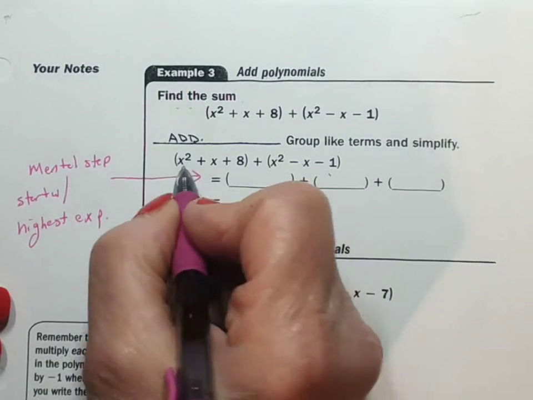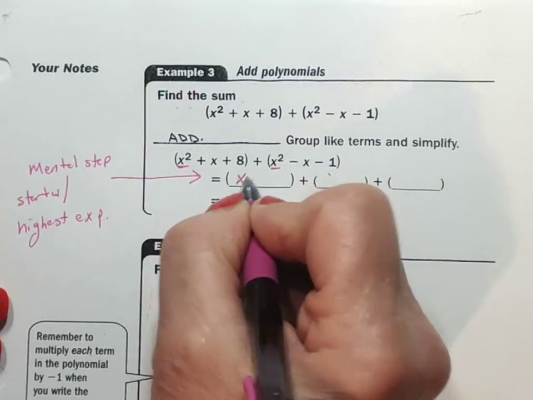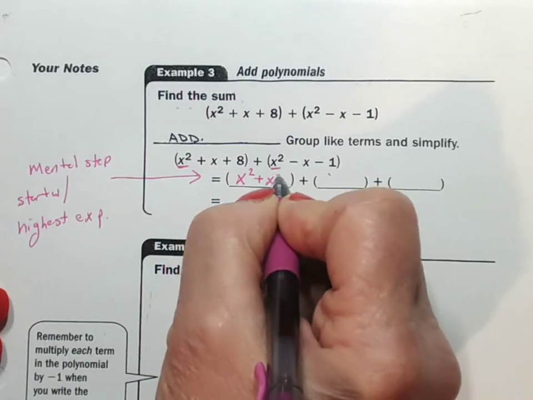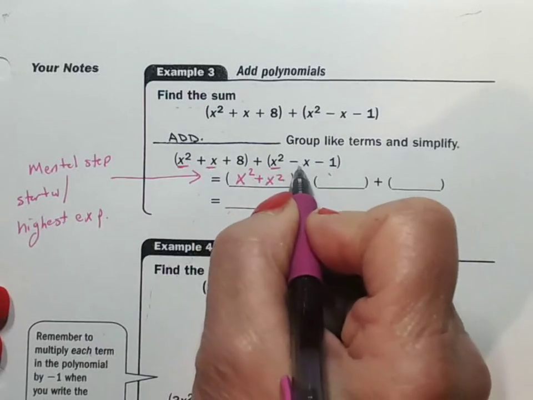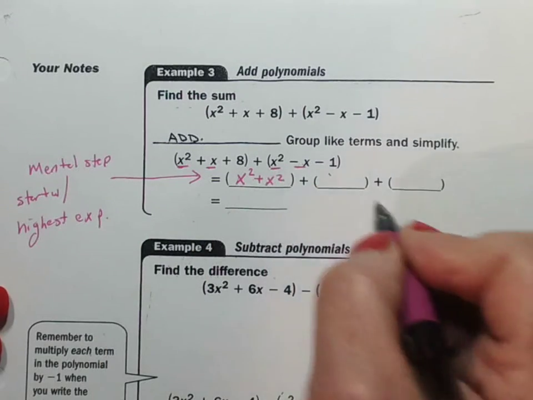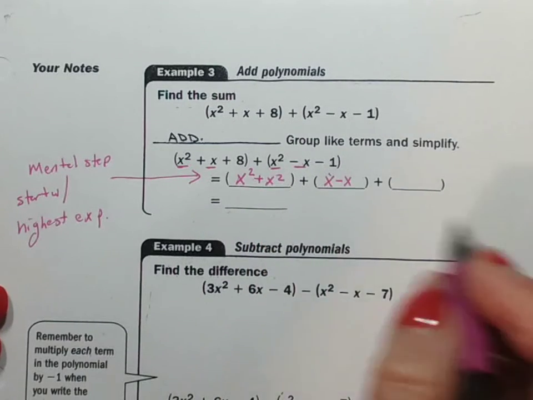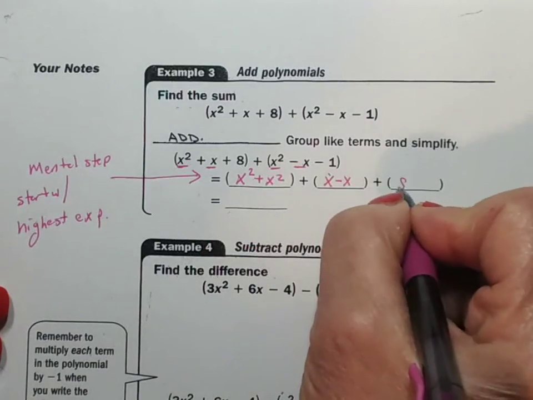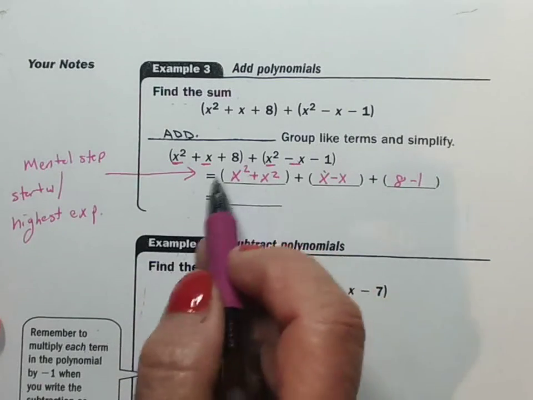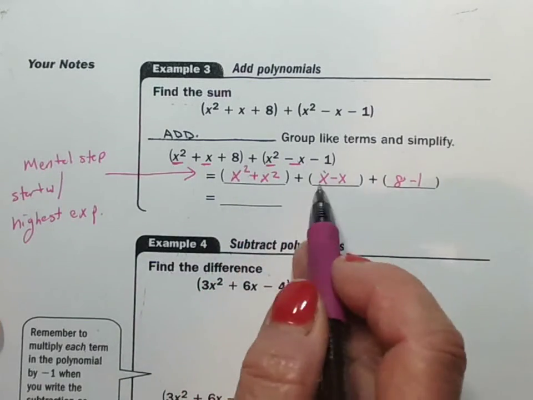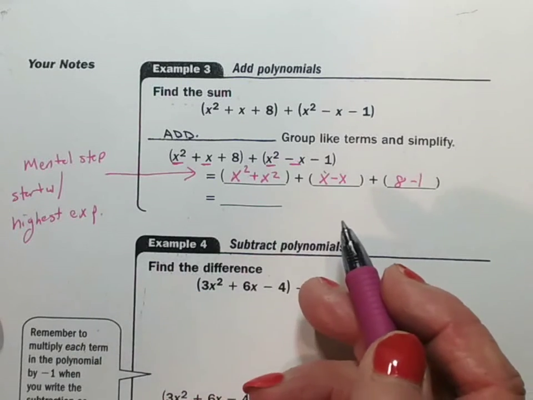So we look at these and we're going to have x squared plus x squared. And then we have our x's. So that's x minus x. And we have our numbers 8 minus 1. So mentally you're saying to yourself, we're going to combine these like terms, these like terms, these like terms. Now you'll never have to show that work. That's what you're doing in your head.